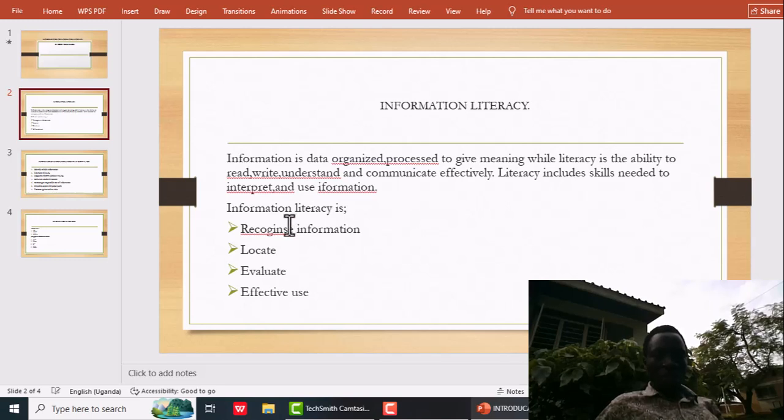Then finally, we are looking at information literacy. Information literacy is having the ability to recognize. After recognizing that information, you also have the ability to locate. And after locating, you evaluate. Now, what do we mean by evaluating? Weighing: is it the appropriate information? And after weighing the appropriate information, you have to make effective use of it. That's what we briefly mean by information literacy.